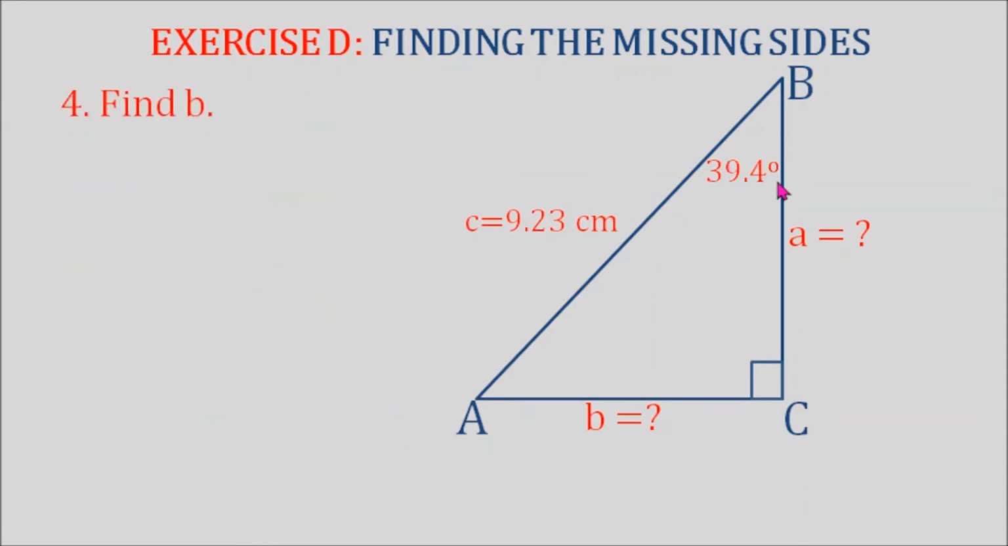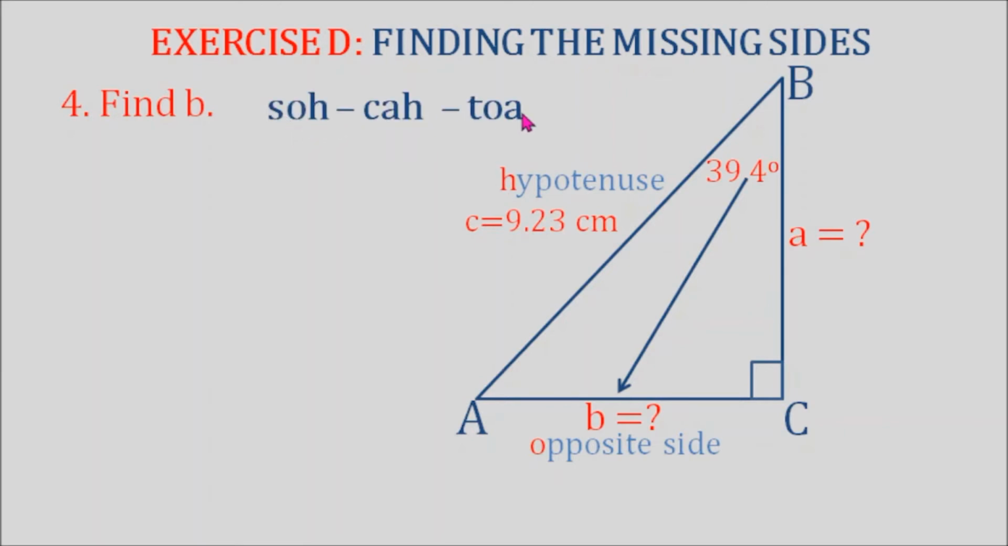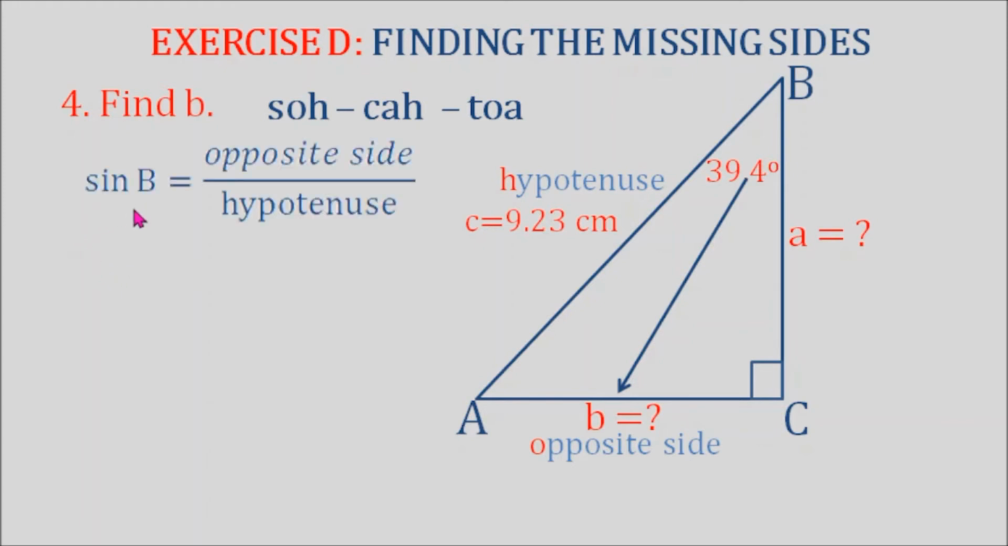In reference to this angle, side B is the opposite side, and the known side is the hypotenuse. Now it's OH. From our acronym SOHCAHTOA, we will use sine. Now we will set up our equation. So it's sine B equals the opposite side over the hypotenuse. Now let's substitute. Our B is 39.4 degrees. Our opposite side is B. Then our hypotenuse is 9.23. So we have sine 39.4 degrees equals B over 9.23.